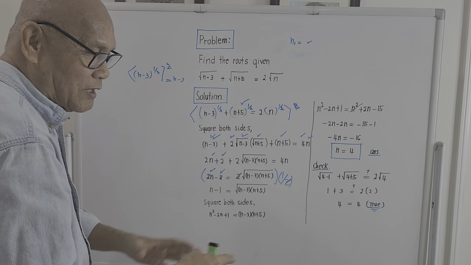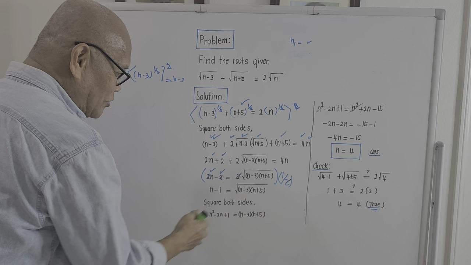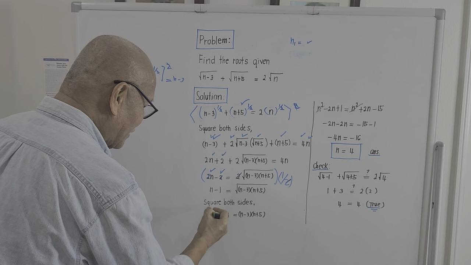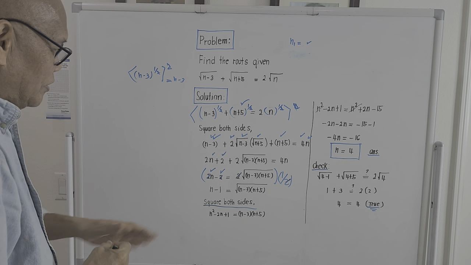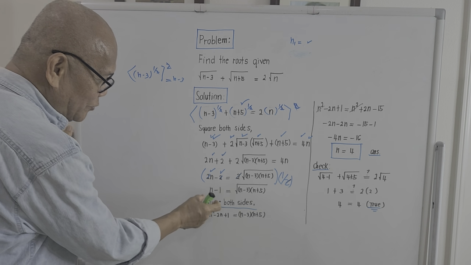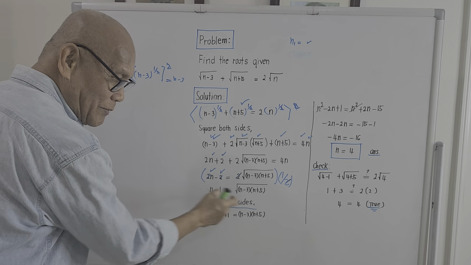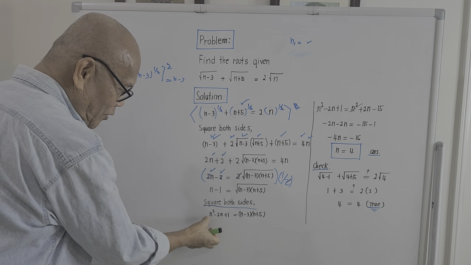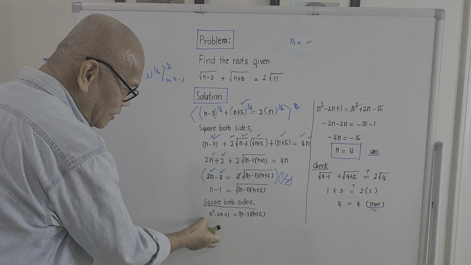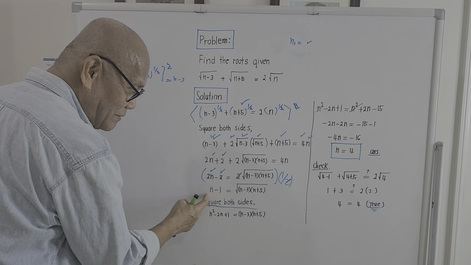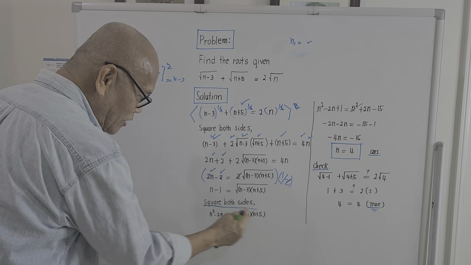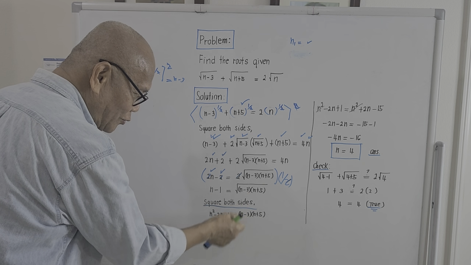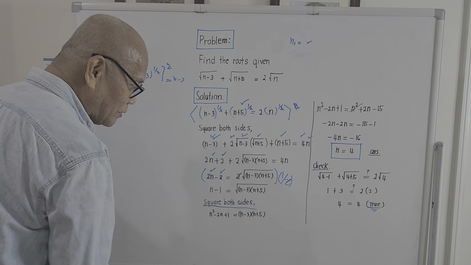We still got an enemy here, the radical sign here. So again, we will square both sides again. The square of the left-hand side, we are squaring a binomial, right? Two terms. It will be the square of n. The middle term will be the product of 1 times n times 2, but it should be minus 2n. The last part will be the square of negative 1, which is plus 1, equal to.